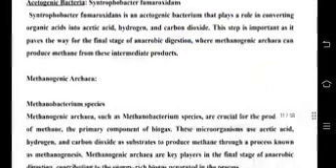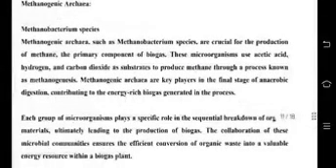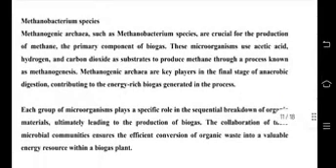Then methanogenic archaea, such as Methanobacterium species, are crucial for the production of methane, the primary component of biogas. These microorganisms use acetic acid, hydrogen, and carbon dioxide as substrates to produce methane through a process known as methanogenesis. Methanogenic archaea are key players in the final stage of anaerobic digestion, contributing to the energy rich biogas generated in the process.